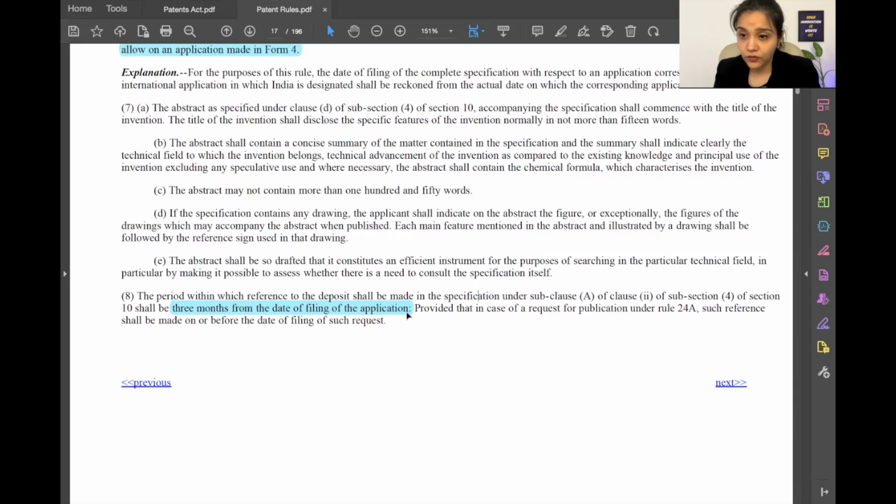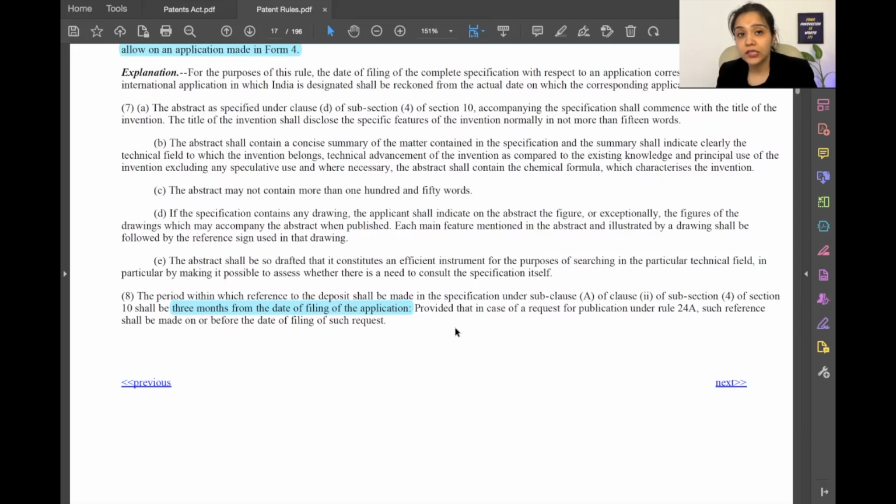So whenever we have a depository, we need to give that reference within 3 months from date of filing of the application. Provided that in case of request for publication under Rule 24A, such reference shall be made on or before the date of filing such request.